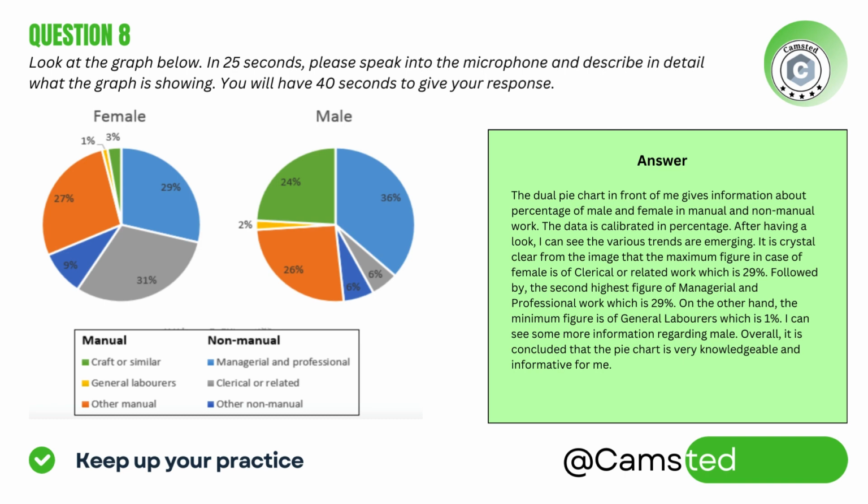On the other hand, the minimum figure is of general laborers, which is 1%. I can see some more information regarding male. Overall, it is concluded that the pie chart is very knowledgeable and informative for me.